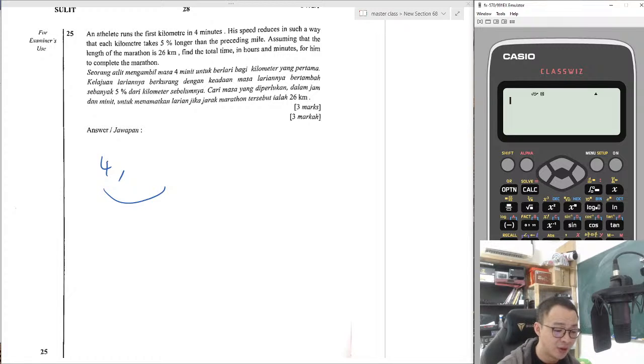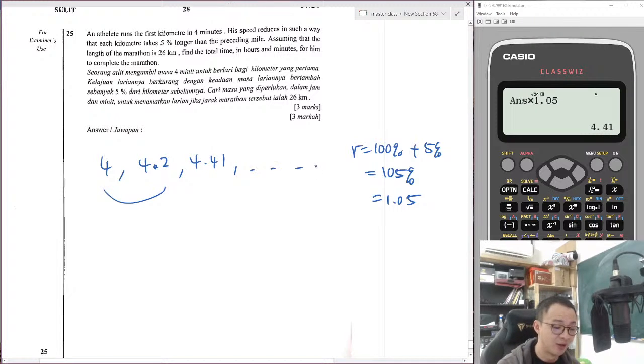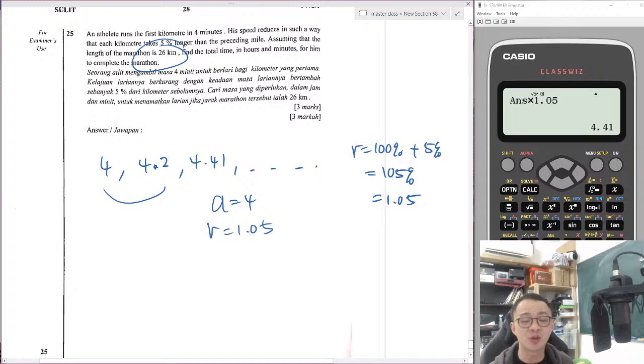So I should know the r should be 100% plus 5%, which is 105%, which is 1.05. So I do 4 multiply 1.05, then I can estimate the time for the next km, which is 4.2 minutes. If I know the next km, it will be 4.41 minutes and so on. So over here, at least you should be able to see the pattern. So a equals 4, r equals 1.05. And then in order to complete the 26 km, the 4 represents the first 1 km, right? Each of the km there. So therefore, they ask about S26.